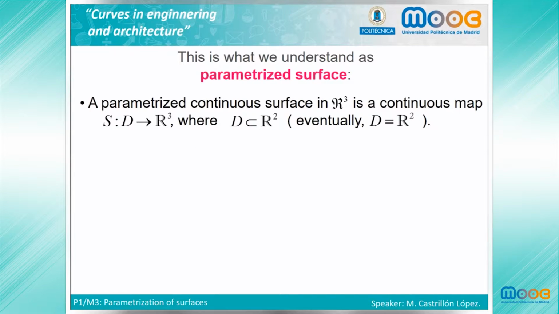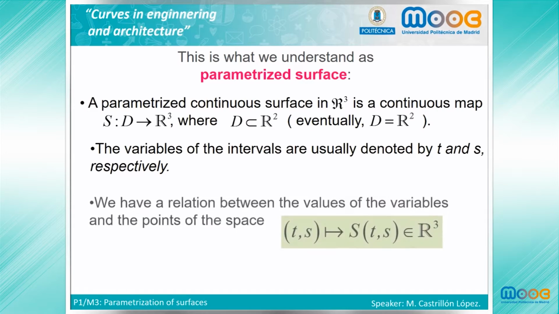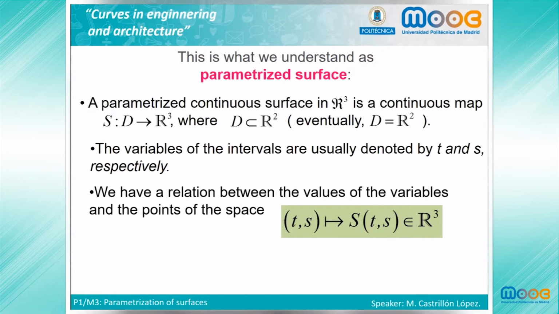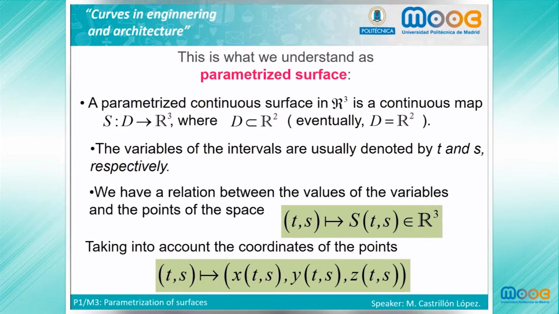Formally, we define a parametrized continuous surface in R3, the space, as a continuous map from a set D contained in R2 to R3. Eventually, D can be the whole plane R2. The variables of this set D are usually denoted by t and s respectively. And we have a relation between the values of the variables t and s and the points of the space. And taking into account the coordinates of the points of the space, we have the relation shown on the screen.